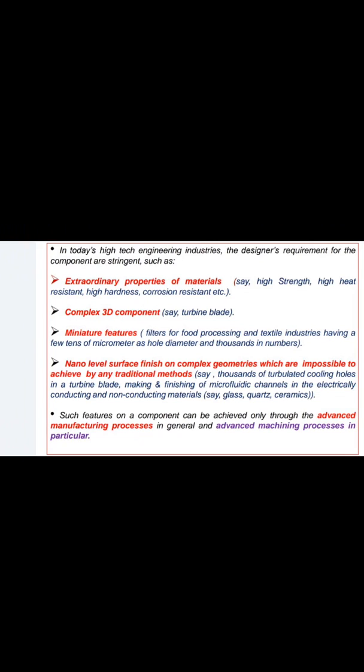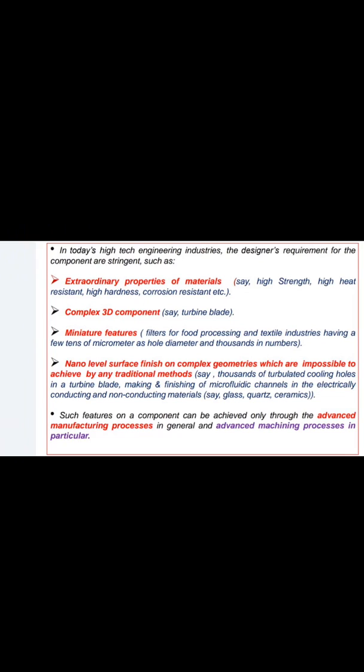Then, to avoid failure, fibers for food processing and textile industries have a few tens of micrometers as hole diameter, and are in the thousands in number. In food processing industries, the material we use actually works under microprocessing, and they have a lot of micrometer holes, a few tens of micrometers, and working on these is really too small. This cannot be performed by conventional machining, so we took this concept under advanced manufacturing processes.